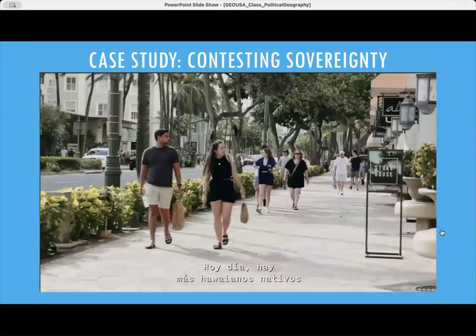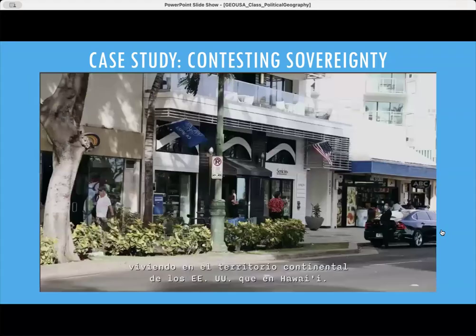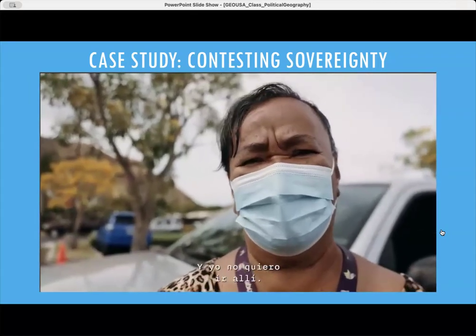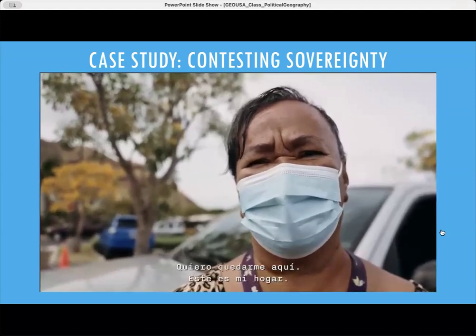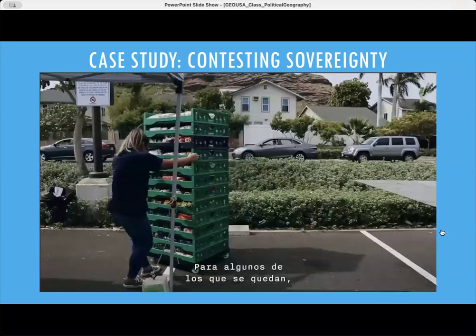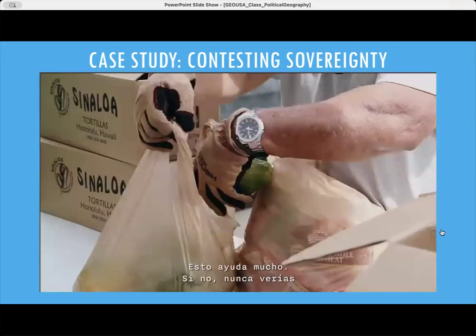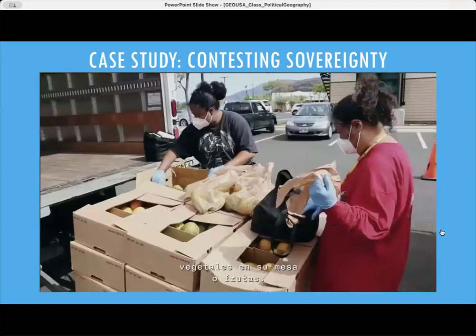Today, there are more Native Hawaiians living in the continental U.S. than in Hawaii. I have a lot of my family moved to the mainland already, and I don't want to go there. I want to stay here. This is my home. For some of those who stay, food drives like this one can be life-saving. It helps a lot. If not, you'll never see vegetables on their table or fruit.